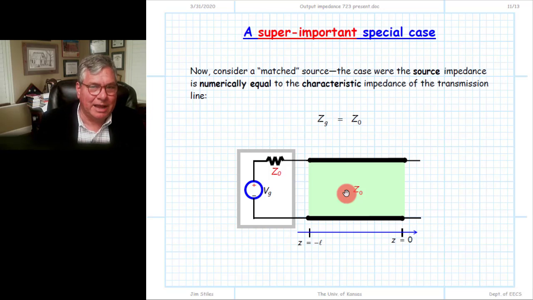Again, this does not imply anything about a conjugate match. Conjugate match could happen with a matched source, or it may not happen with a matched source. They're independent. The fact that they both have the word matched in their terminology does not make them equivalent in any way.